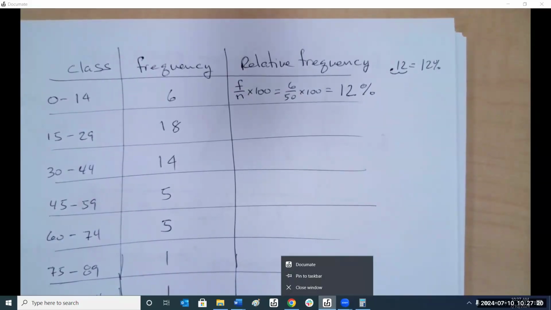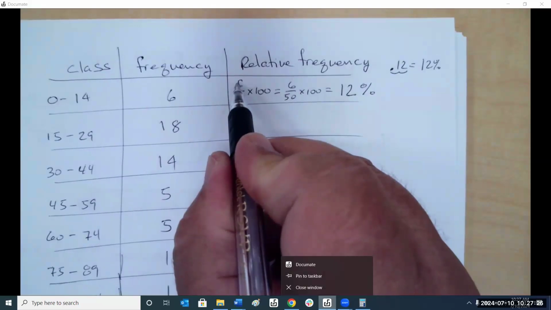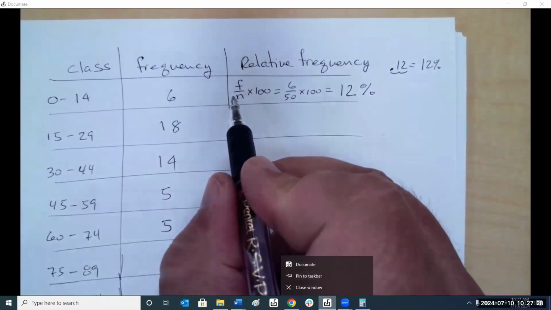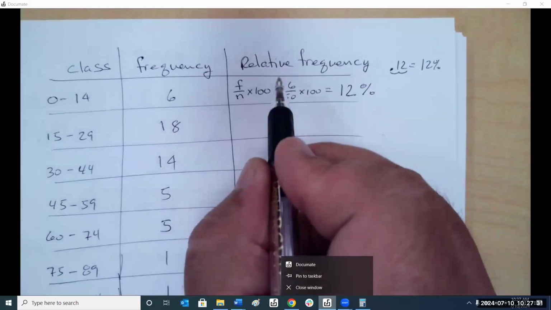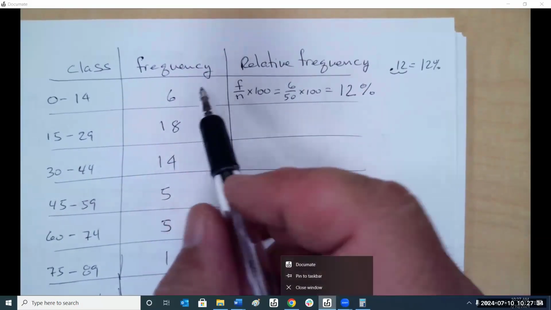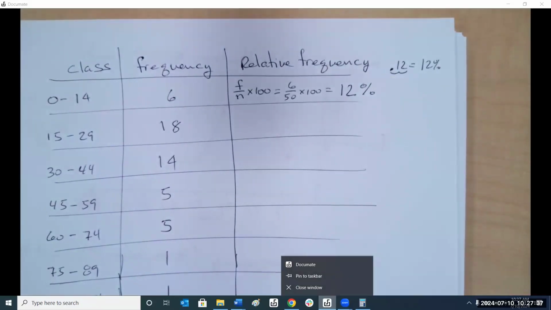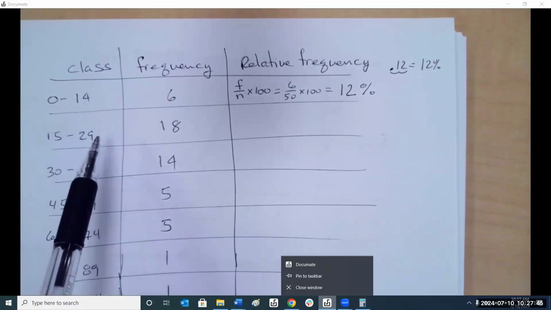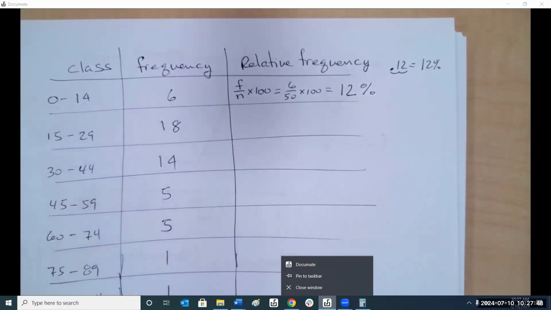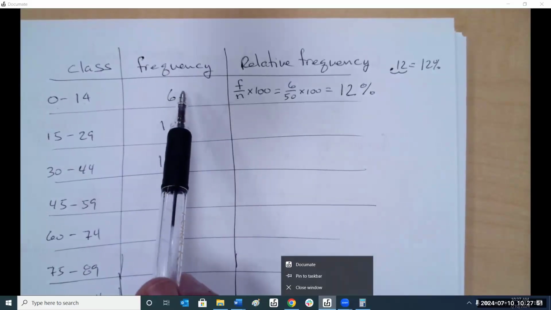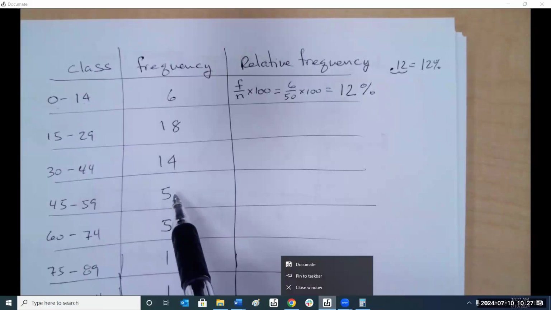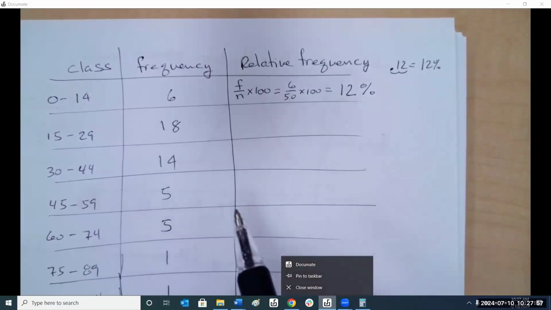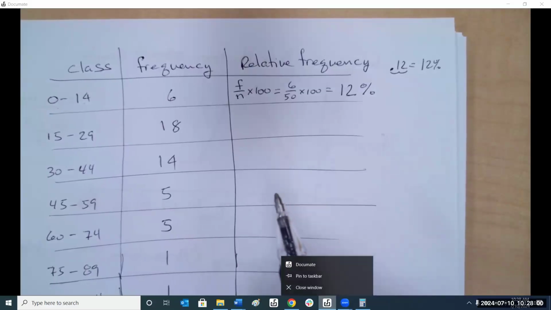The relative frequency is the frequency of that class divided by n, which is the summation of all the classes, times 100. So what we had to do is we had to first find the number of elements in each class, each interval. So how many numbers in our data set are between 0 and 14? How many of them are between 15 and 29? Once we find all those sets, and those frequencies, that's our F. Each one of those numbers, the 6, the 18, the 14, the frequencies, those are our F numbers. So we take F divided by N times 100, and that gives us our percentages.